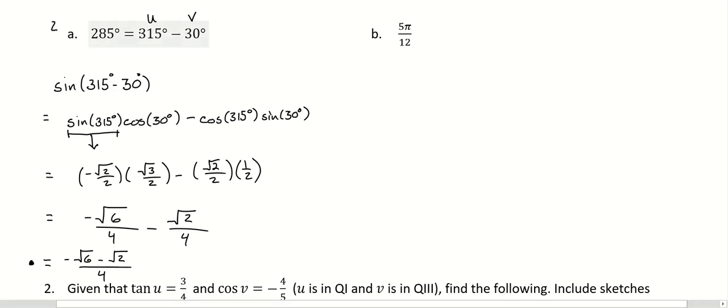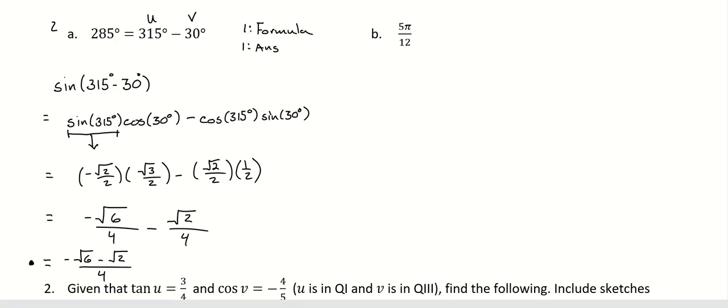Now, each one of these is worth a different number of points. This one was worth 2, with 1 point for trying it with the correct formula. So I'm just going to say formula, and that's the sum or difference that was required. Then your other point would come from the answer. I'll switch color for each one of these.